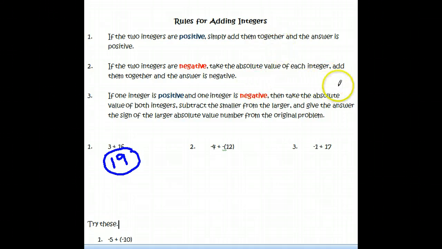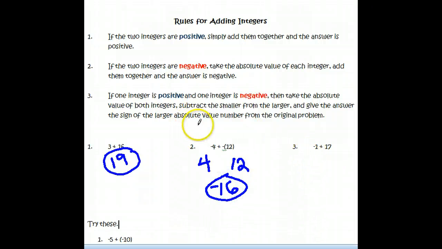All right, number 2. If the two integers are negative, take the absolute value of each integer, add them together, and the answer is negative. All right, so that's like problem number 2 here. Adding two negatives. So I take the absolute value of each integer. Absolute value of negative 4 is positive 4. The absolute value of negative 12 is positive 12. I'm going to add those two together. 4 plus 12 is 16. And then since both numbers were negative, the answer is going to be negative 16.